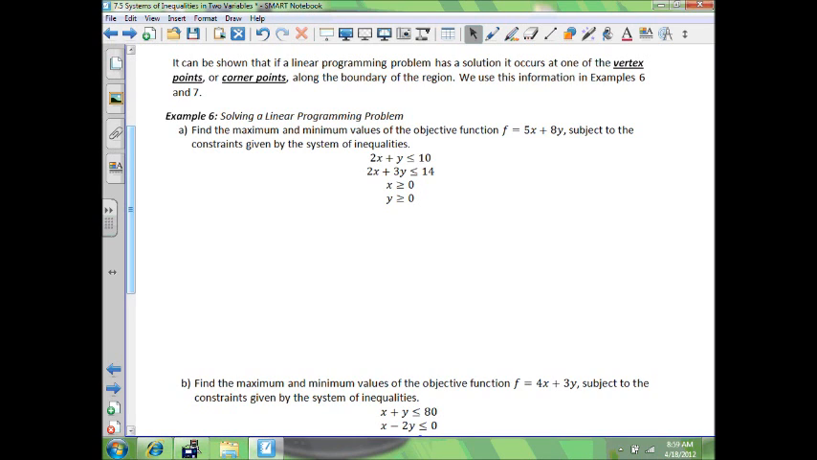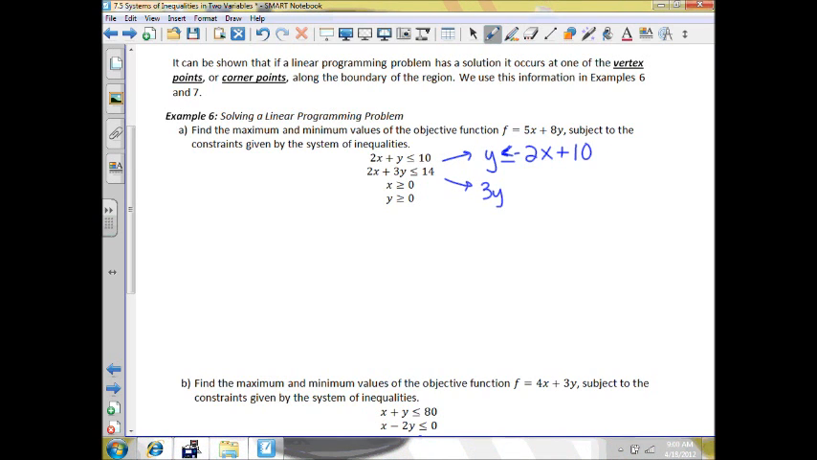Now in example 6, it says find the maximum and minimum values of the objective function 5x plus 8y, subject to the constraints given by the system of inequalities. So first we're going to have to solve these equations for y. In this one here, it should be nice and easy. y equals negative 2x plus 10 is our boundary function, so y is less than or equal to negative 2x plus 10.